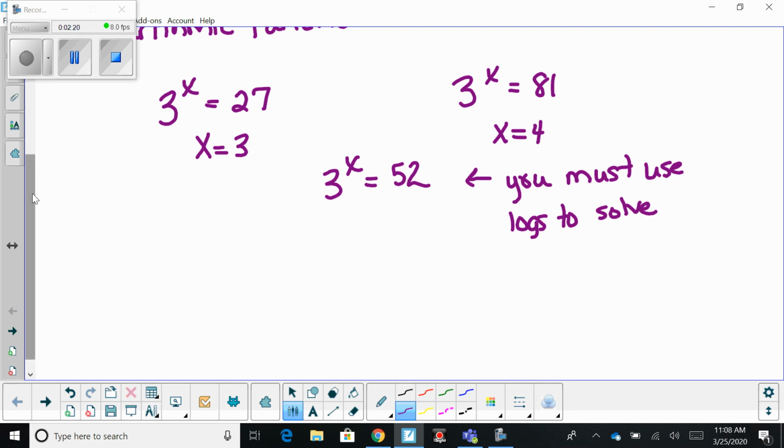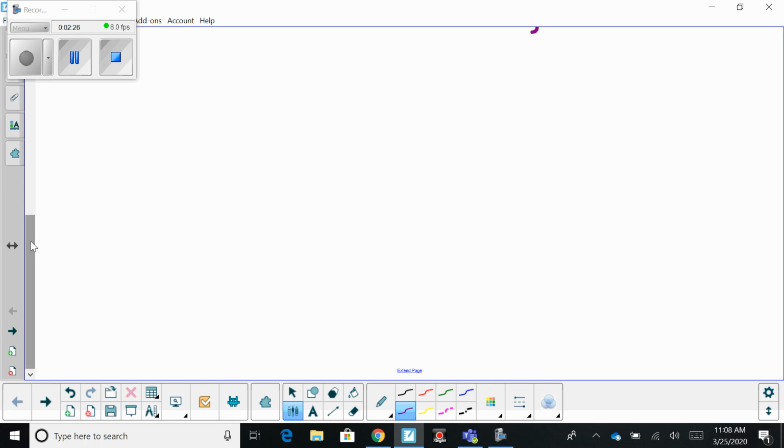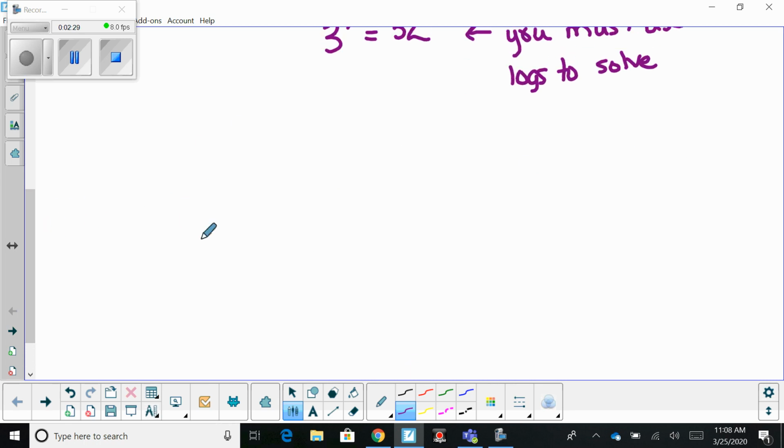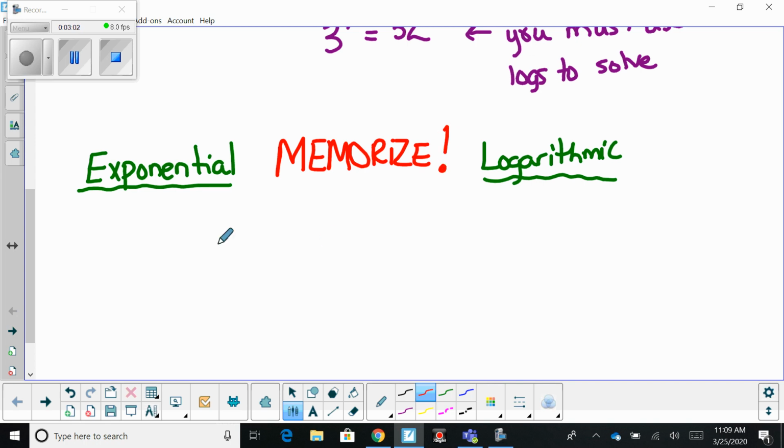All right, but before we start solving any kind of exponential or logarithmic equations, we need to understand the difference between exponential form and logarithmic form. These two are very closely related, and you need to be sure that you understand the difference. So we have exponential form, and we have logarithmic form. You need to be sure and memorize this relationship between these two. We'll be using it throughout the entire unit. It's very important that you memorize these two things.